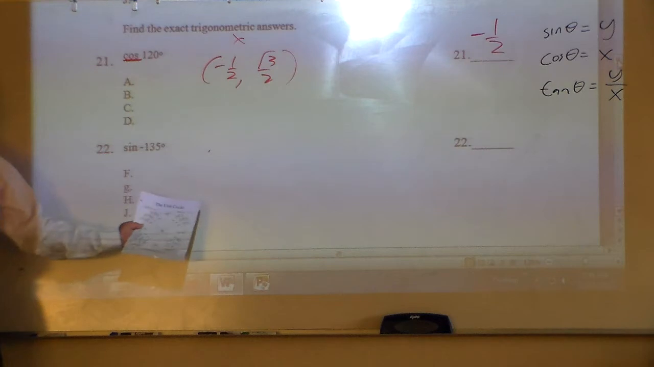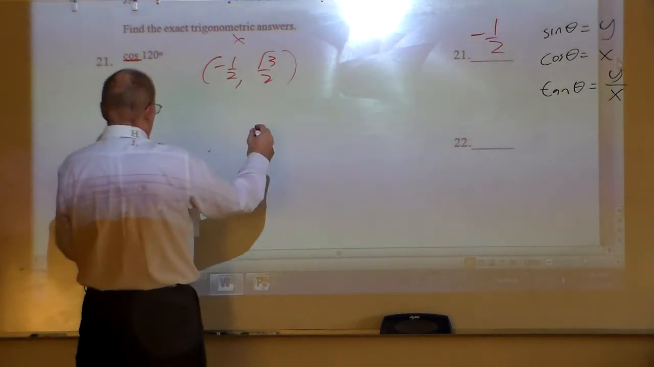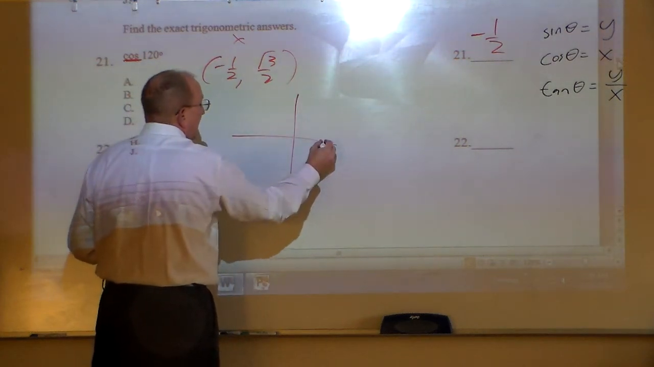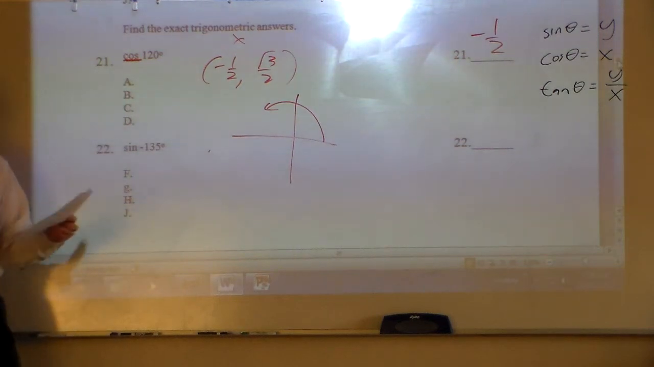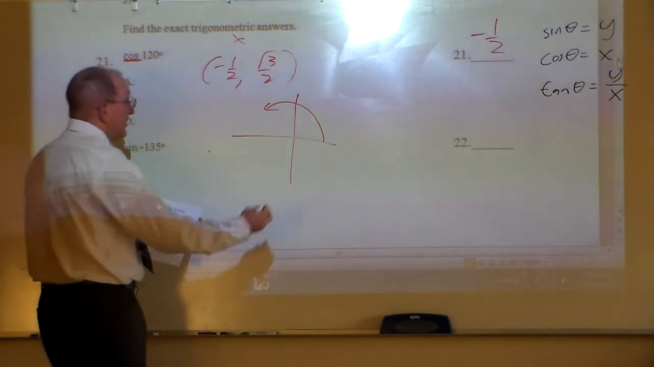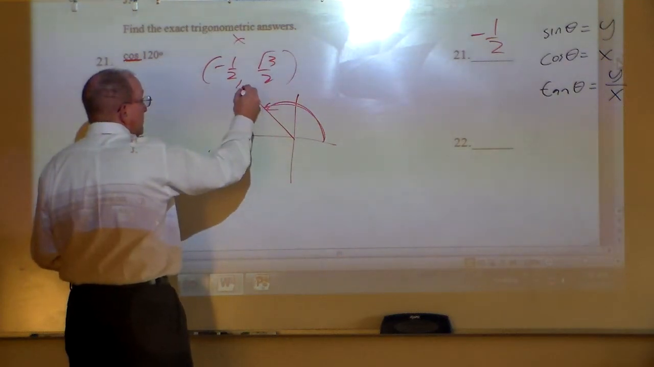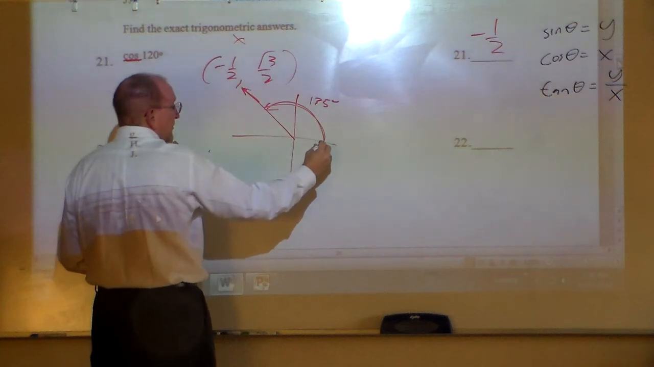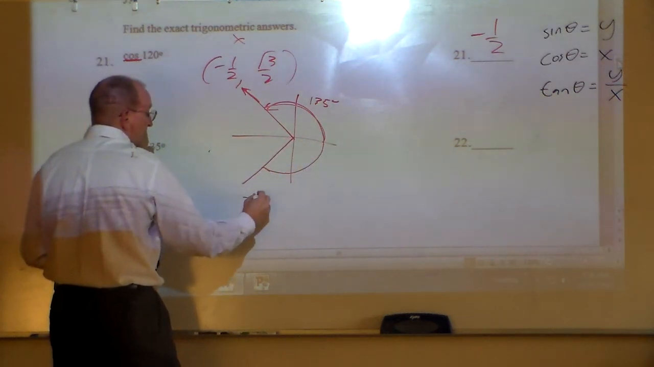Ooh, trick problem now. Sine of negative 135. Here is the problem. On your unit circle, the positive ones go this way. The negative ones are not written down. Now here's the easy way I like to do this. If there's positive 135 here, then negative 135 is going to go the same distance the other way, which puts it right down here.